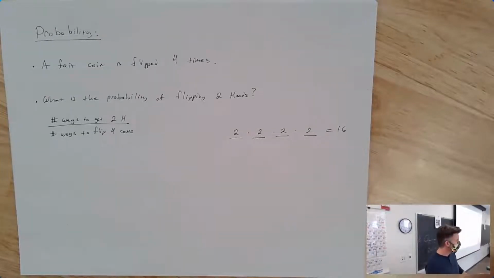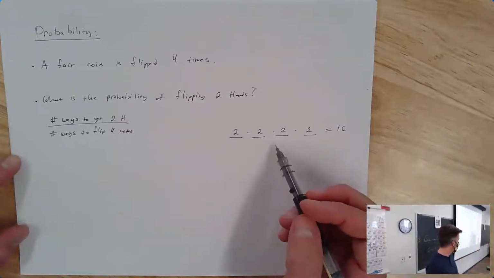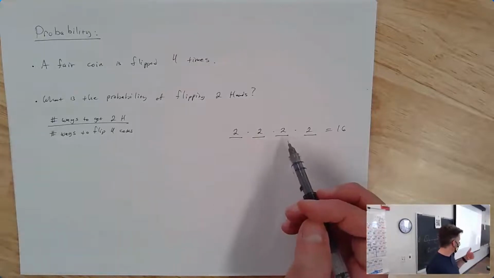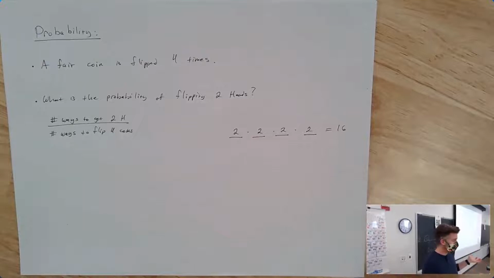How many ways can you get 2 heads? Well, we're flipping 4 coins. We want 2 of them to be heads. There's going to be 4 choose 2 ways of getting 2 heads. Maybe the first flip and the second flip were heads, or the first and the third, or the first and the fourth, or the second and the third, the second and the fourth, or the third and the fourth. There are 6 ways of getting 2 heads, which is exactly 4 choose 2.